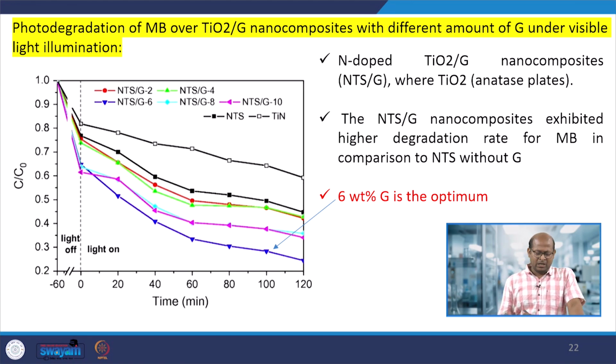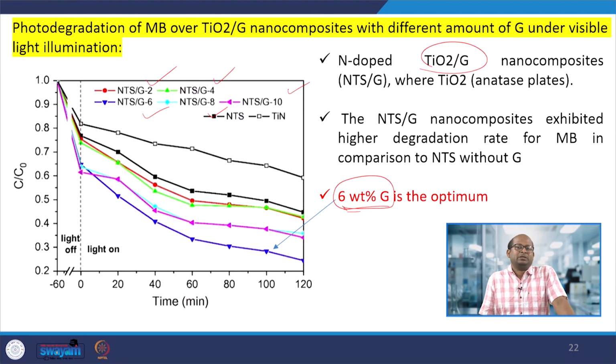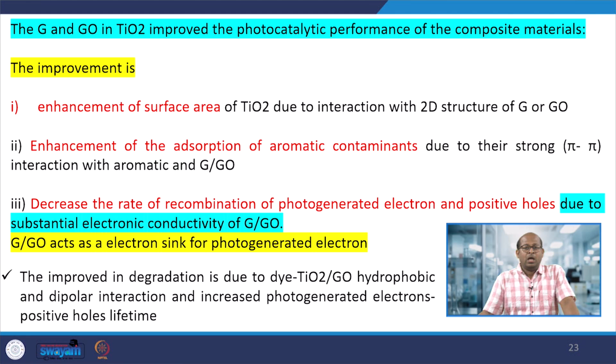Okay, so here different quantities of graphene were used for preparation of this titania graphene composite. It has been observed that 2%, 4%, 6%, 8%, 10% different weight percents of graphene were used to prepare the titania graphene composite. So 6 weight percent was the optimum. That gives better results in terms of conversion of the organic pollutant present in wastewaters.